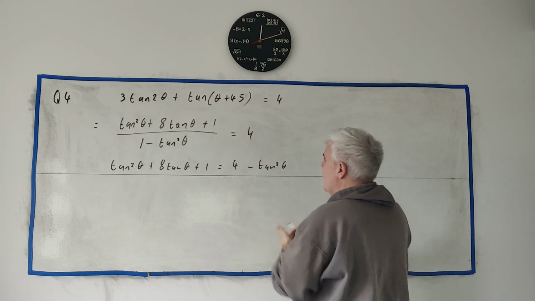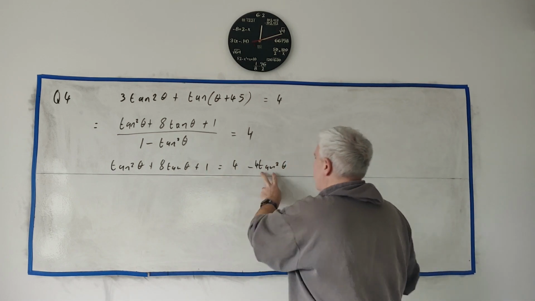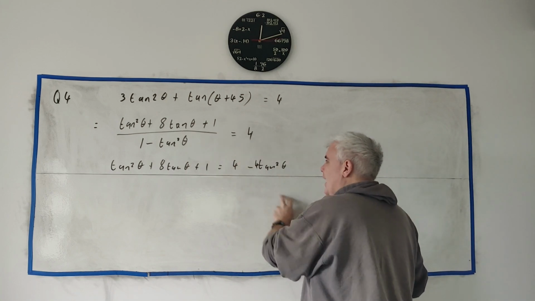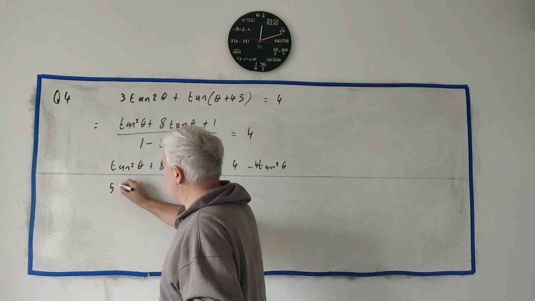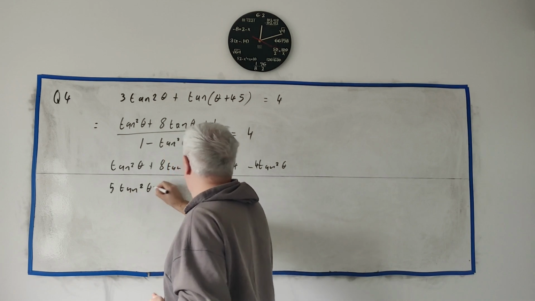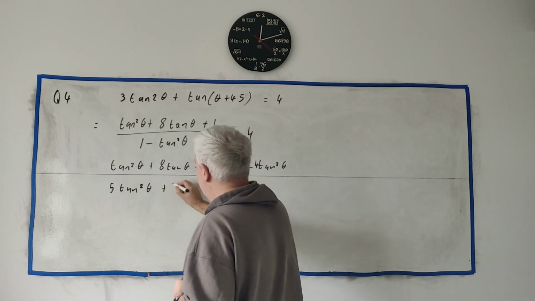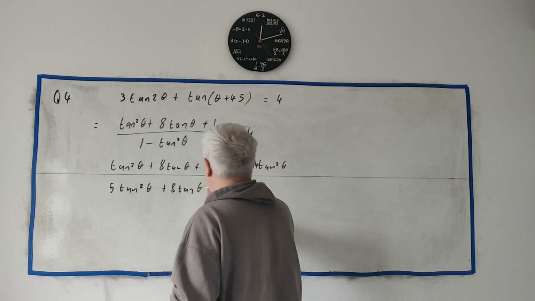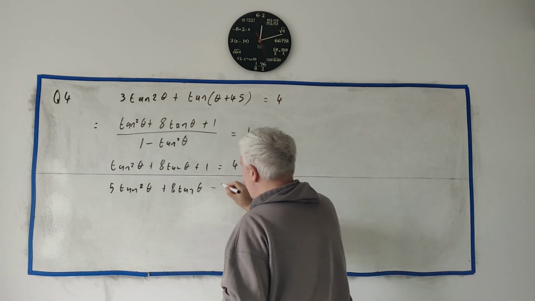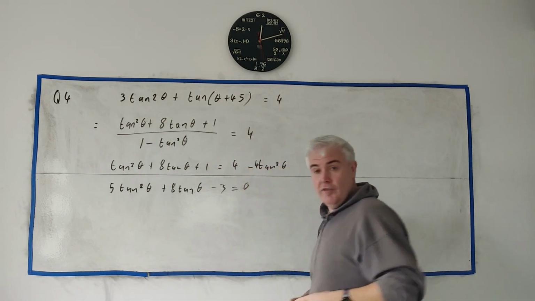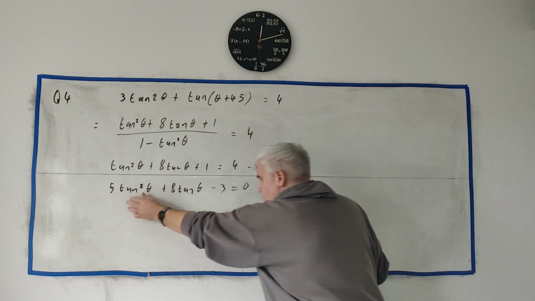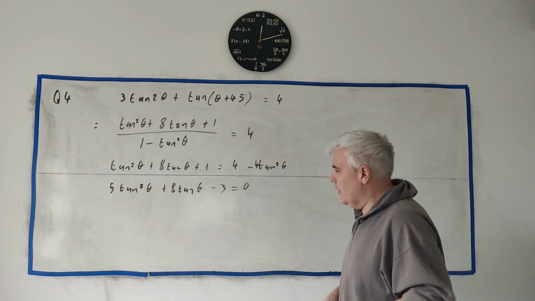Move this over, sorry, it should be 4 of these here, 4 tan squared. Move this all over to the left. We'll get 5 tan squared, we'll get 8 tan, and number wise we'll get minus 3, and this will all equal 0. So this is just a quadratic: something squared, something, and no somethings.